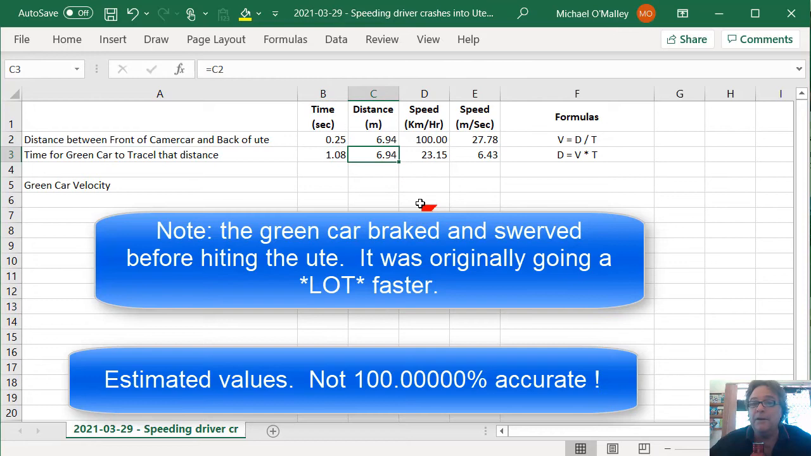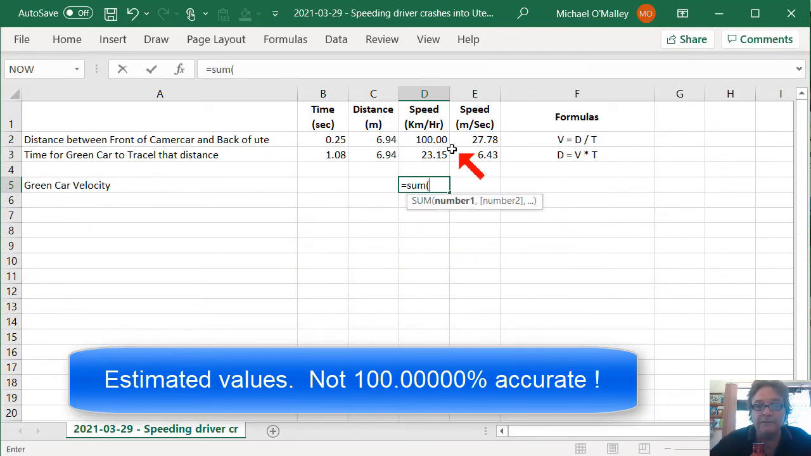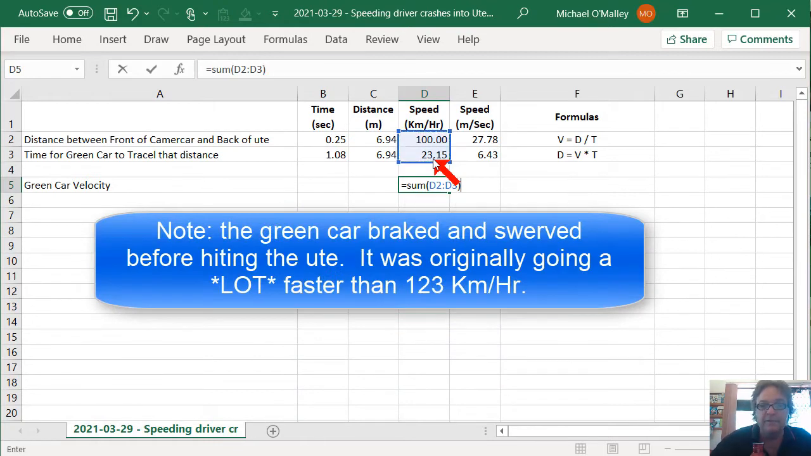So we know the distance, we know the time. Now we can work out the velocity using simple formulas like velocity equals distance on time, distance equals velocity times time, very basic physics. We worked out that the speed of the green car relative to the camera car was 23.15 kilometres per hour. In other words, the green car is going 23 kilometres over the speed that the camera car is doing. So to work out the velocity of the green car, we just sum those two together: the speed of the camera car plus the relative velocity between the camera car and the green car. That gives 123 kilometres an hour is what the green car was doing.